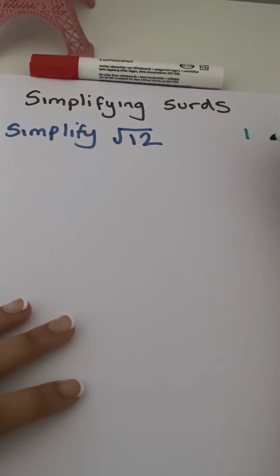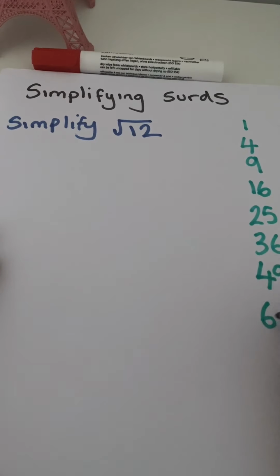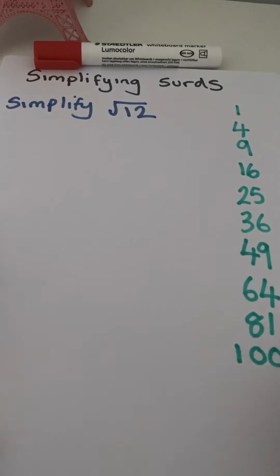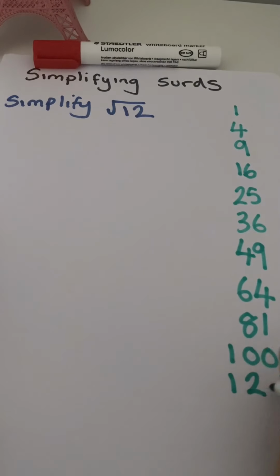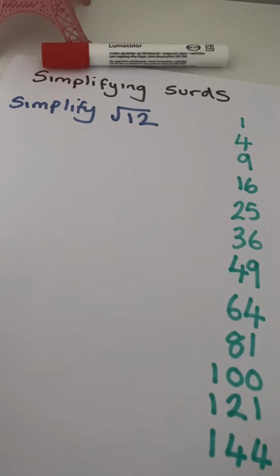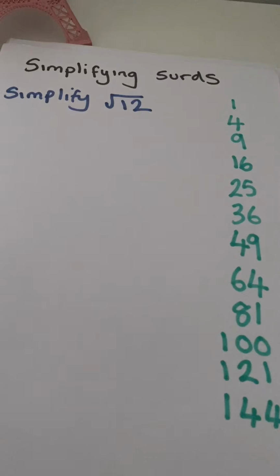So my square numbers are 1, 4, 9, 16, 25, 36, 49, 64, 81, 100, 121, and then 144. So I've listed all my square numbers up to the first 12 square numbers.